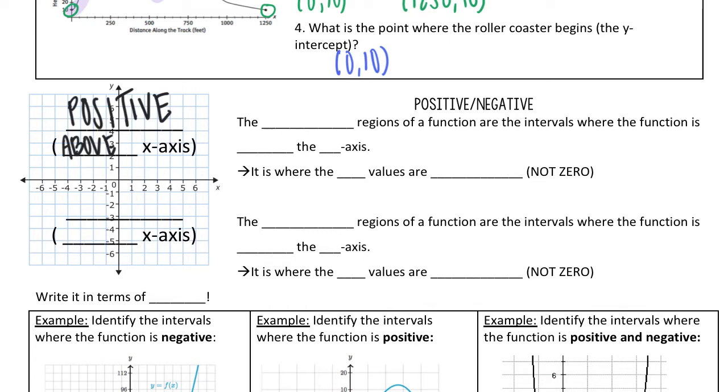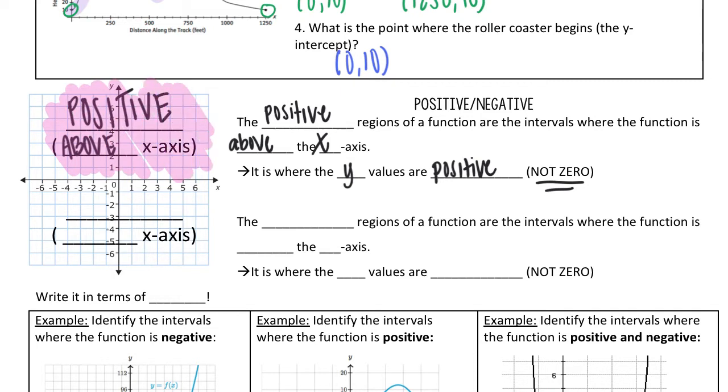Let's fill in the blanks as well. The positive region of a function are the intervals where the function is above the x-axis. It is where the y values are positive. Not where they're equal to 0. So take a highlighter out, either on your computer or on paper, and highlight this portion of the graph. This is where the graph is positive.